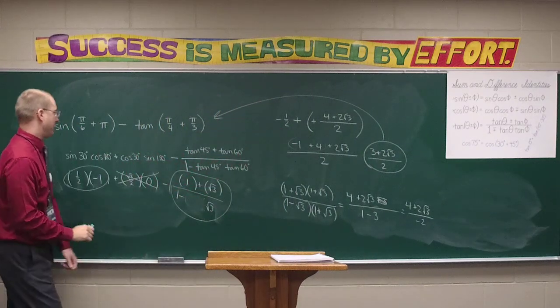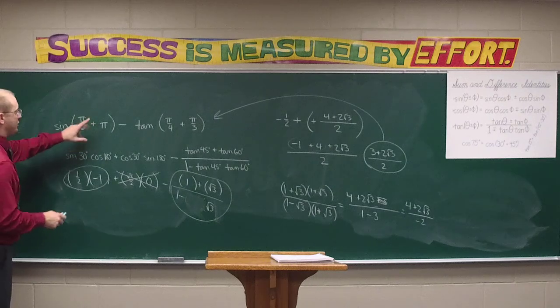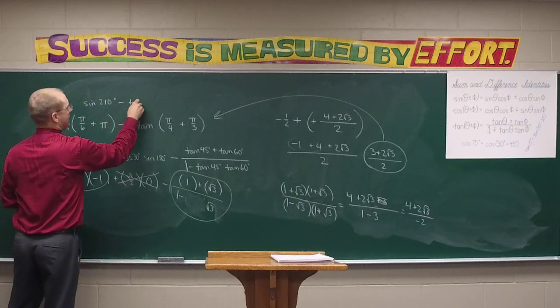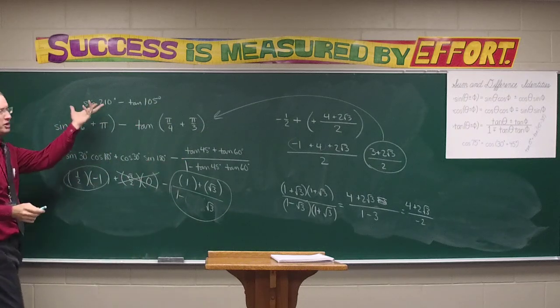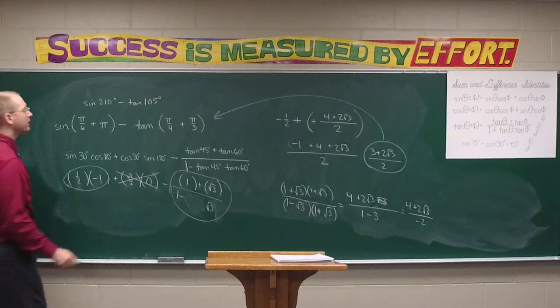And that's the answer to that. I don't like that problem. So basically, if we take 180 and 30, this is saying the sine of 210 degrees minus the tangent of 45 and 60, which is 105 degrees. Go ahead and put it on your calculator just for the fun of it. Sine 210 minus tangent 105, and we get some crazy decimal. 3.2-ish? 3.230.